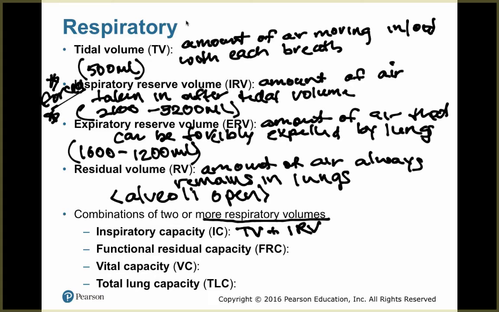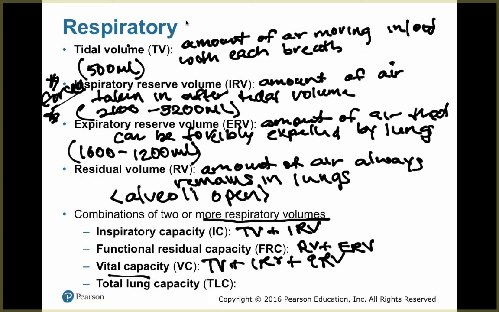The functional residual capacity is the RV plus the ERV. So this is the amount of air that you can forcibly expel and the amount of air that remains. Vital capacity is TV plus IRV plus ERV. So vital capacity, what's vital? The amount that you could breathe in a normal breath, the amount that you take in and take out forcibly.